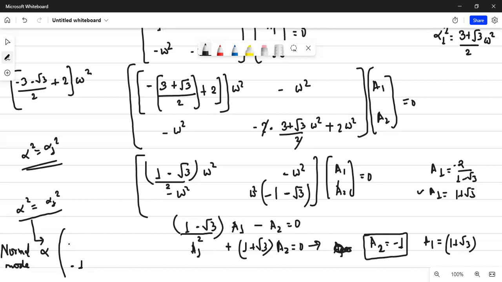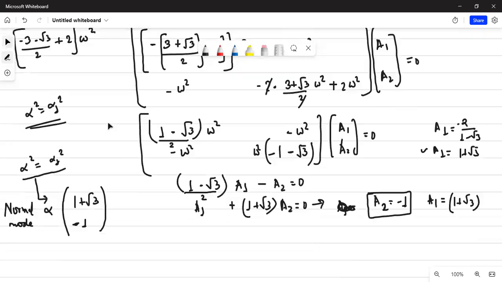the relation between a1 and a2 would be this. So alpha normal would be proportional to 1 plus root 3, minus 1. Is that clear? I'm barring this constant, so I'm not using that constant. Is that clear or not clear?